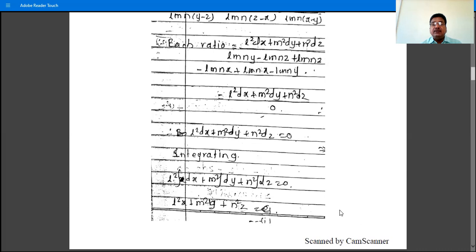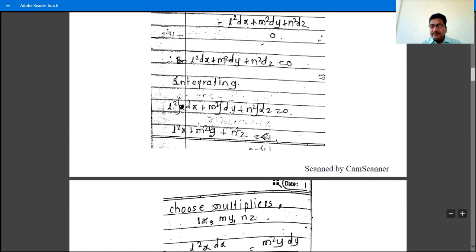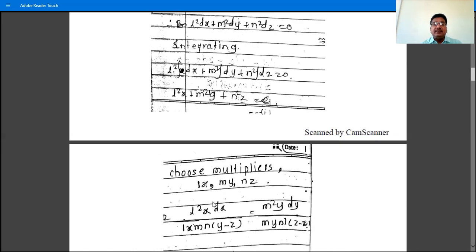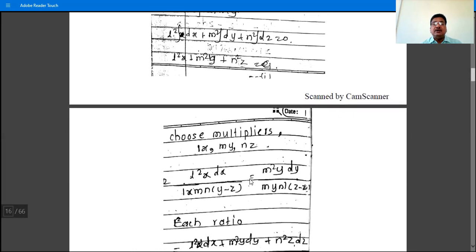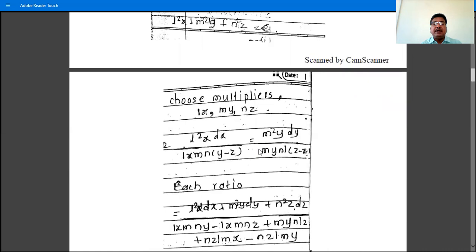So we have this, and then after integration, L square is a constant quantity, and the integration of dx is x, dy is y, and dz is z, and therefore L square x plus m square y plus n square z is equal to C1, the first integral curve of the given differential equation, the first solution of the given differential equation. Then choose multipliers Lx plus my plus nz. So these are linearly independent with respect to the first three multipliers.